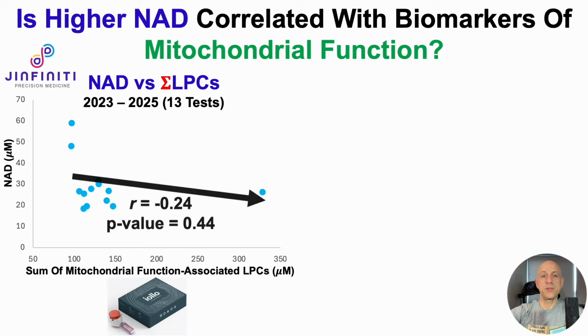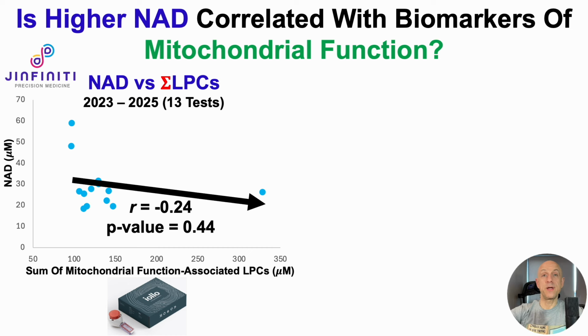In terms of the correlation, we can see that it's not significantly correlated. So NAD levels, intracellular blood NAD levels, were not significantly correlated with the sum of these LPCs, as that p-value is greater than 0.05. So superficially, that would seem to be a null result. Is higher NAD correlated with biomarkers of mitochondrial function? It would seem not, based on this data.